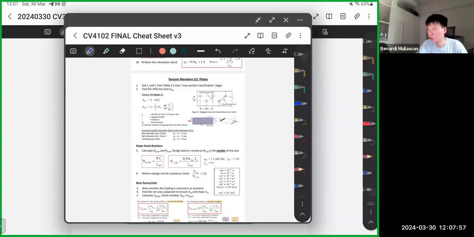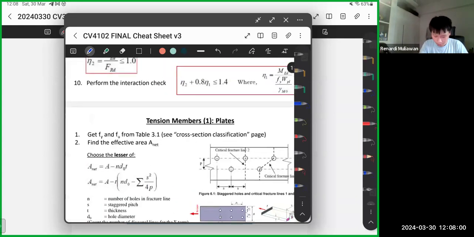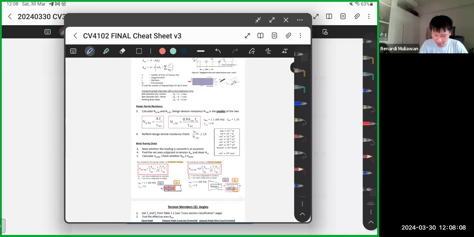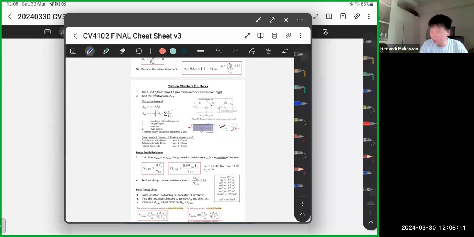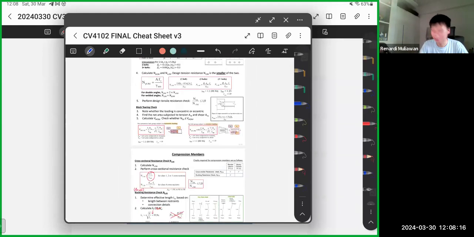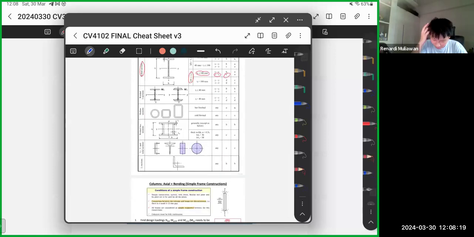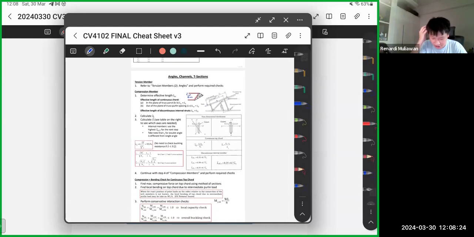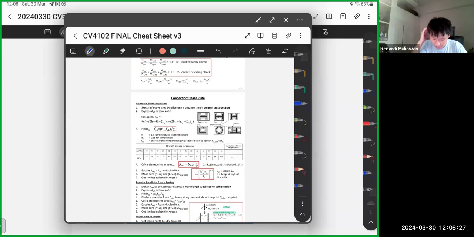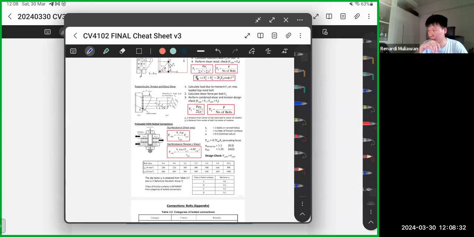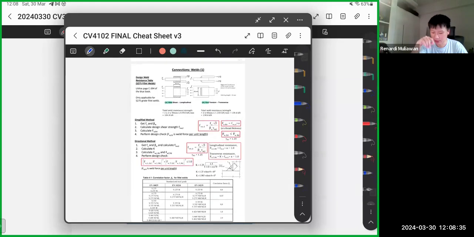Then you have tension members. Basically, if you have a member which is pulled, how do you check this? So that's tension member. There's the normal tension member. There's also the angle. Then you have what else? Angles, channels, dissections. This one we've covered. B split. This is not yet covered. Then also the connections, which is the bolts and welds.